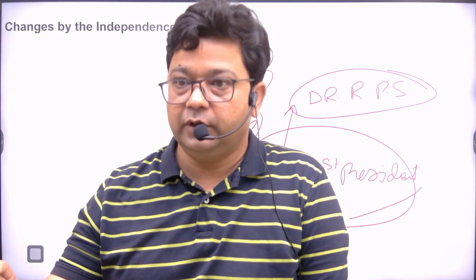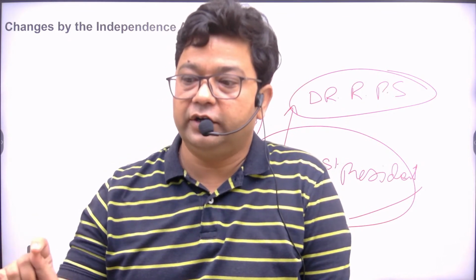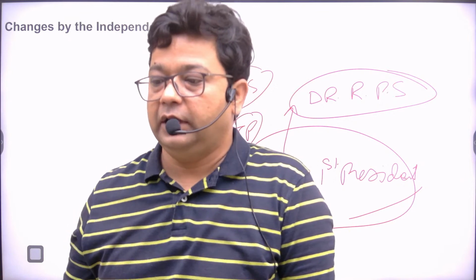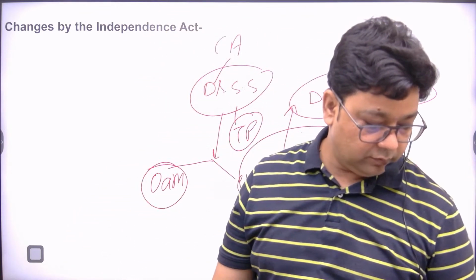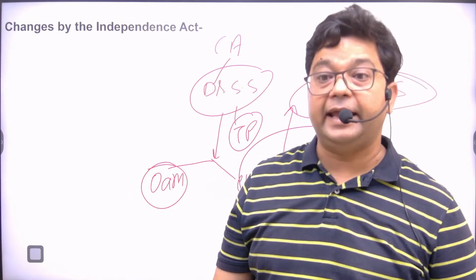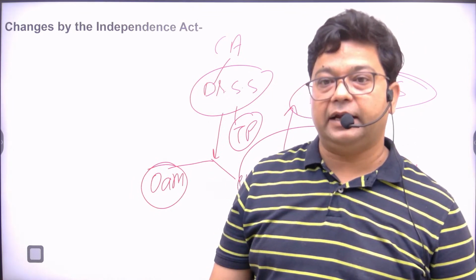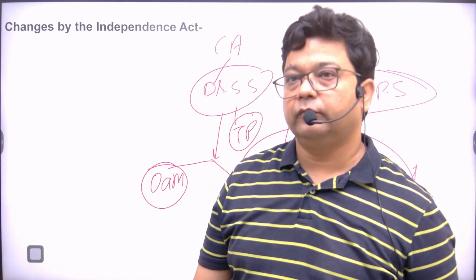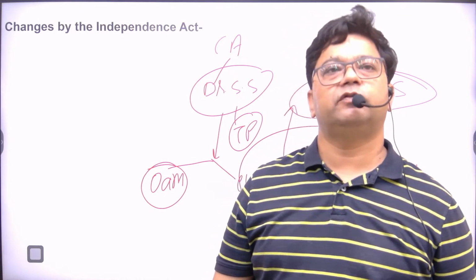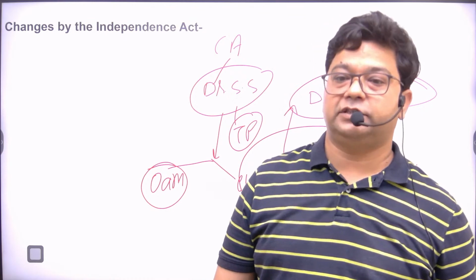Next point, H.C. Mukherjee was elected as the vice president of the assembly.